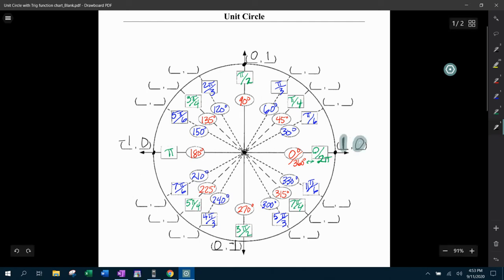And I don't like the way that looks. There we go. 1, 0. That's not much better. Anyway, those are all of your axis ordered pairs.